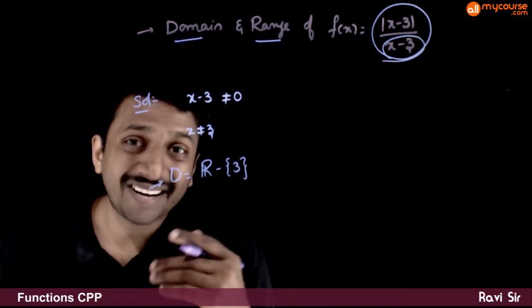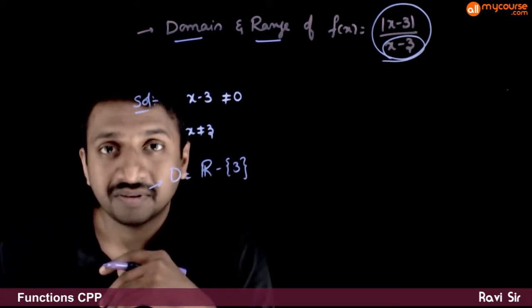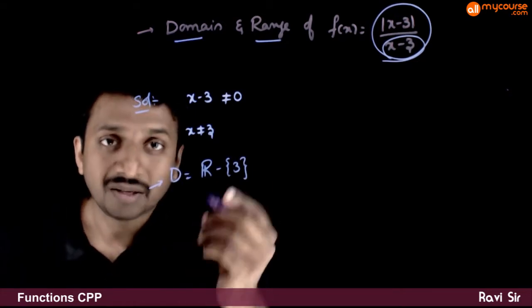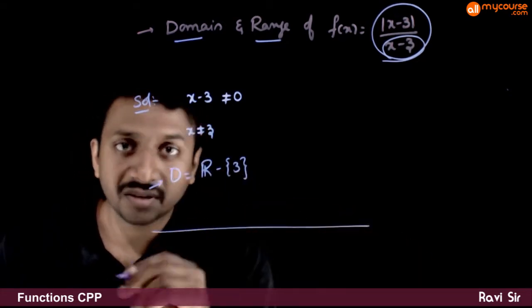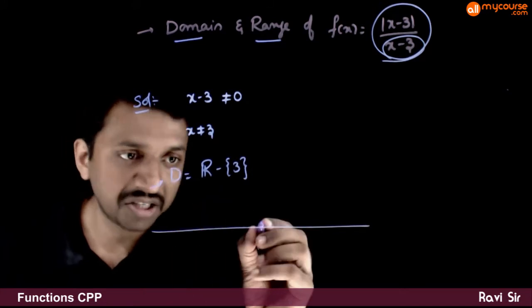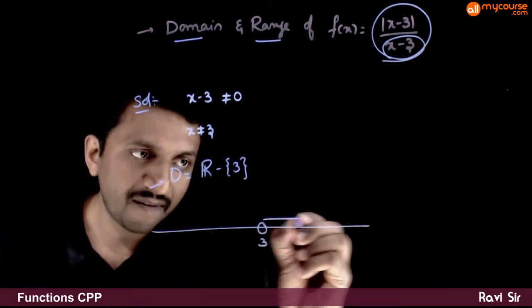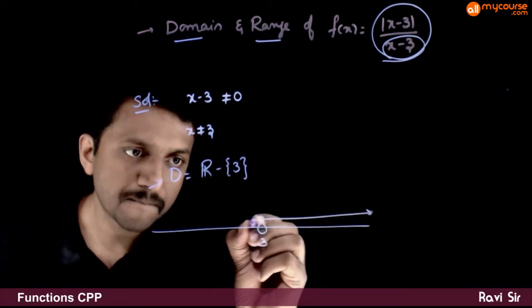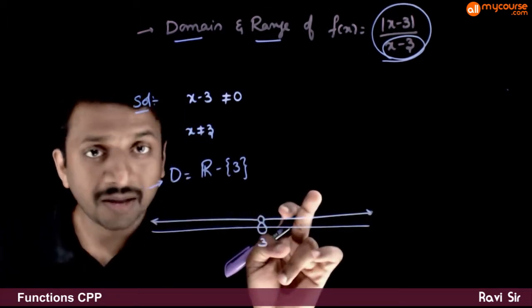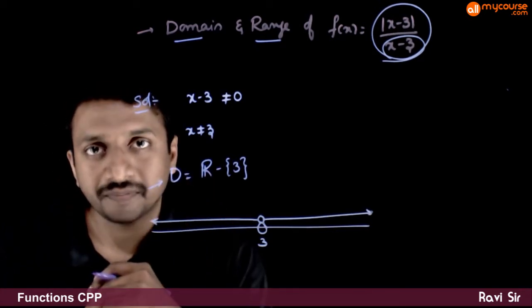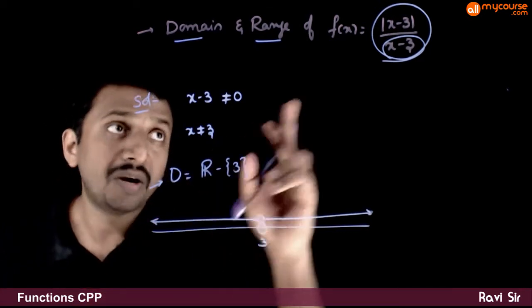Now, what is the range of this function? This is an interesting question in terms of range. The domain of this function is all real numbers except 3. So all numbers greater than 3 are okay. All numbers less than 3 are also okay. Now, what is the range?